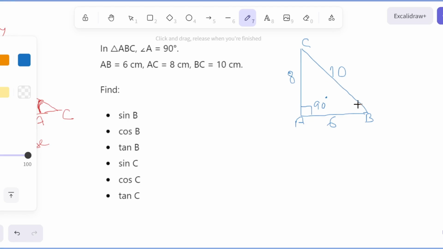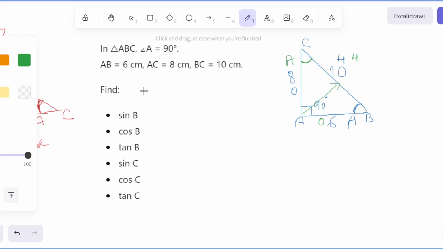If we are considering B as the angle, this will be opposite, this will be adjacent, and this will be hypotenuse. And if we are considering angle C, then this will be opposite, this will be adjacent, and this will be hypotenuse. Hypotenuse will always be the side opposite to 90 degree.